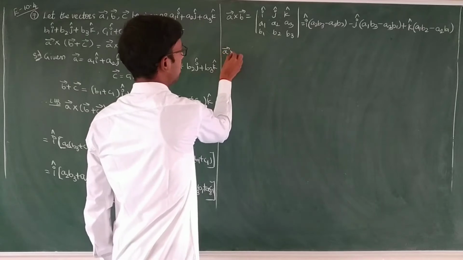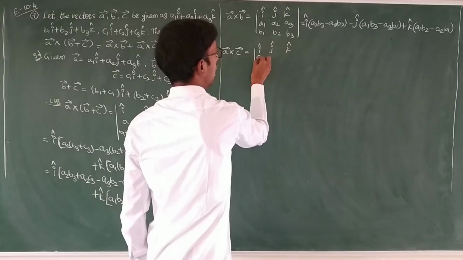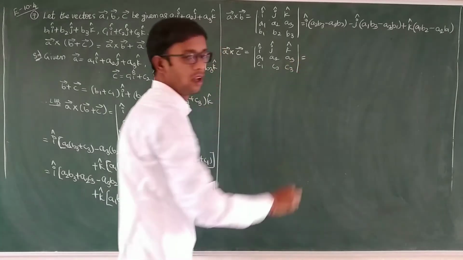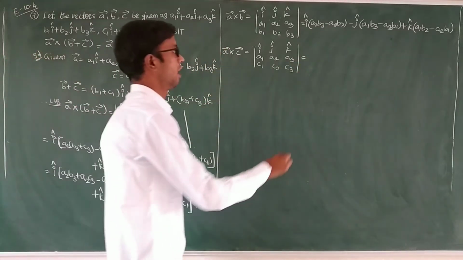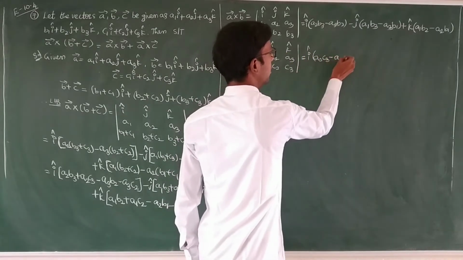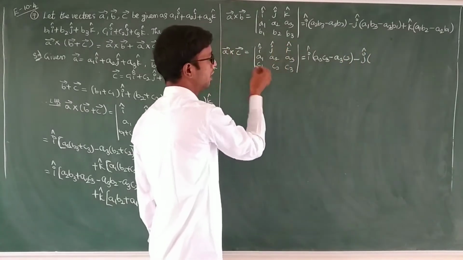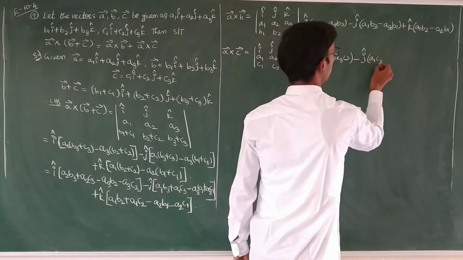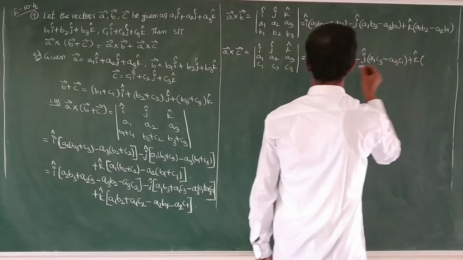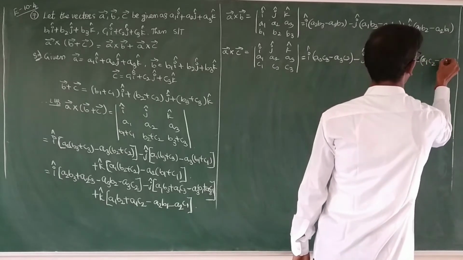So next, A bar cross C bar we have to find. i cap, j cap, k cap, A1, A2, A3, C1, C2, C3. So now make the simplification by using the determinant concept. i cap into A2 C3 minus A3 C2, minus j cap into cross multiply A1 C3 minus A3 C1, plus k cap into A1 C2 minus A2 C1.